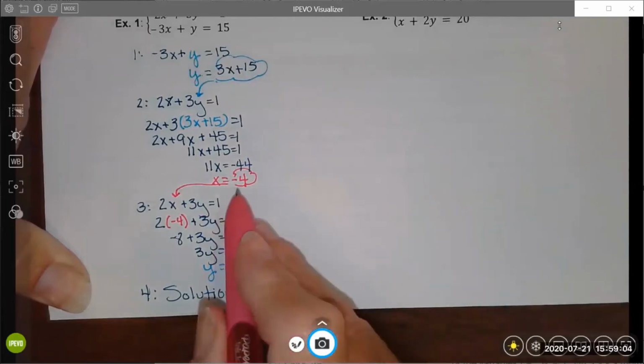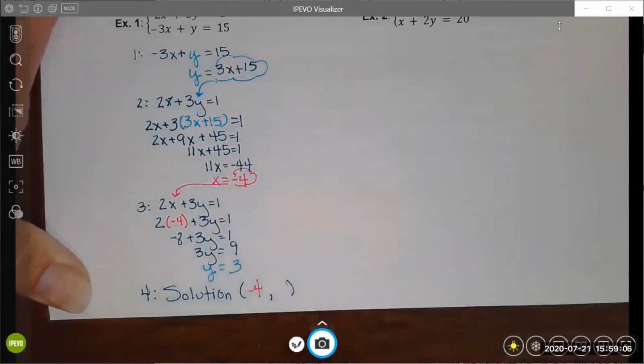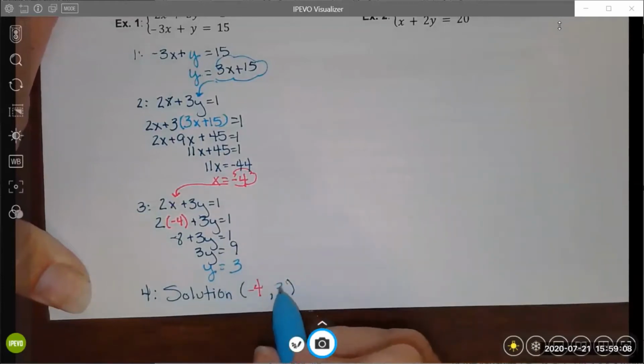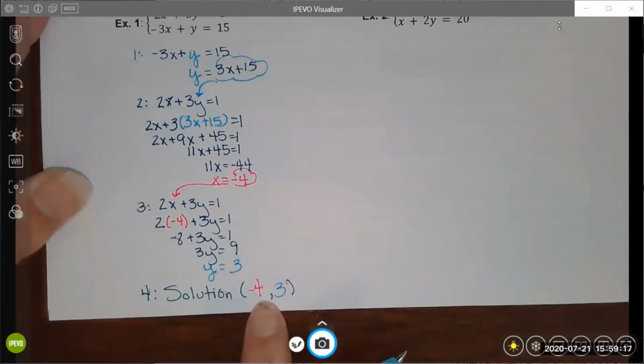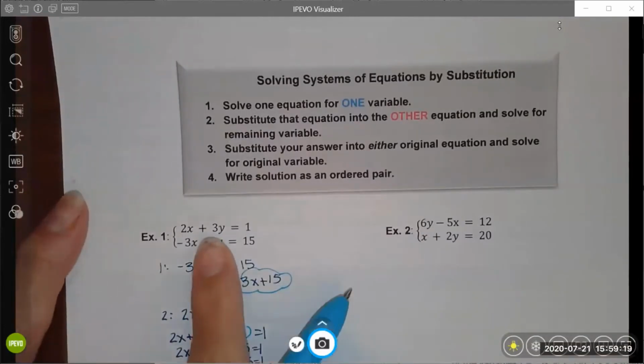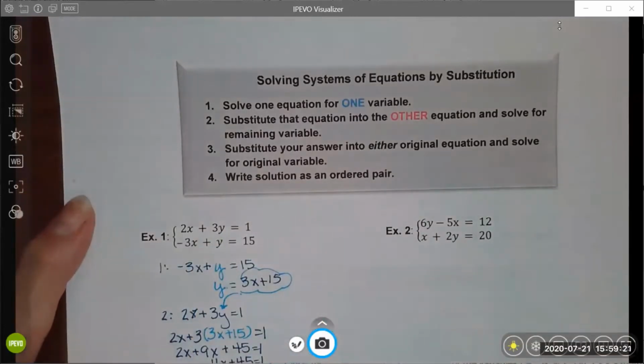My x value we discovered was -4. My y value is 3. So this is the ordered pair that represents the place on a coordinate plane where these two lines intersect. It also represents an x and y value that when substituted into both of these equations creates true statements. And you can check that answer.